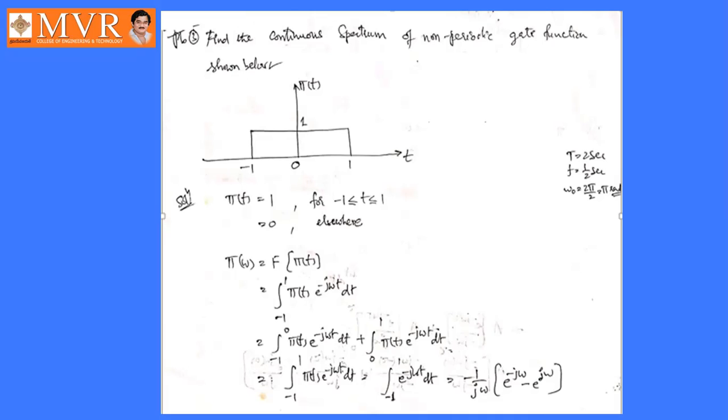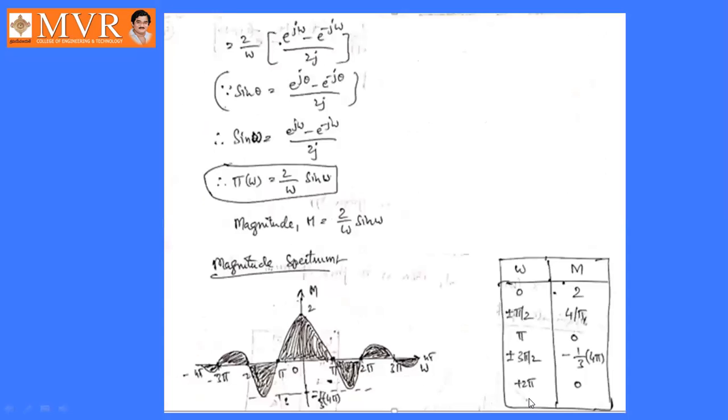So it is minus 1 to 0 and 0 to 1. Both are the same. So the integral minus 1 to 1 phi of t into e power minus j omega t dt. So let us take phi of t value as 1. So it is the integral minus 1 to 1, 1 into e power minus j omega t dt. So minus 1 by j omega into e power minus j omega minus e power j omega, limits 1 and minus 1. So it will become 2 by omega into e power j omega minus e power minus j omega by 2j.